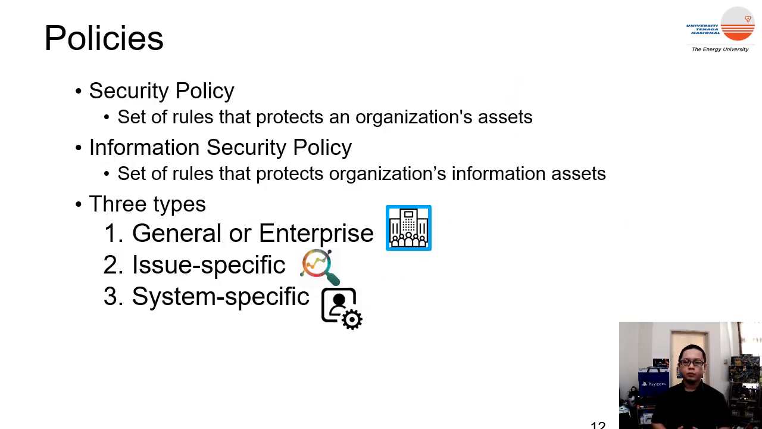When you talk about policy, there are three types of policy. First of all, the general enterprise policy. Secondly, the issue-specific policy, handling certain issues. And then also system-specific policies, handling a certain system, software, or hardware. We will look at the next section for the difference between these three types of policy.